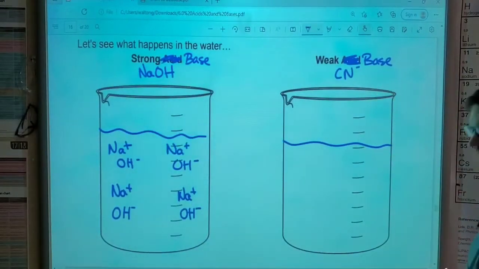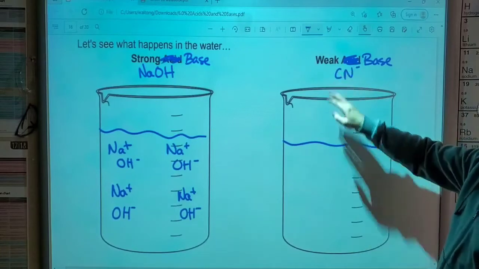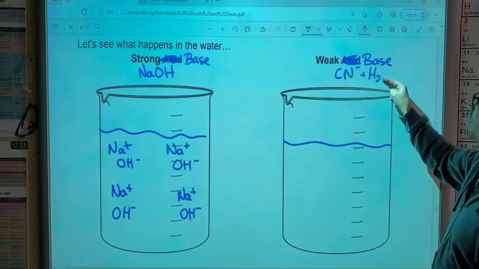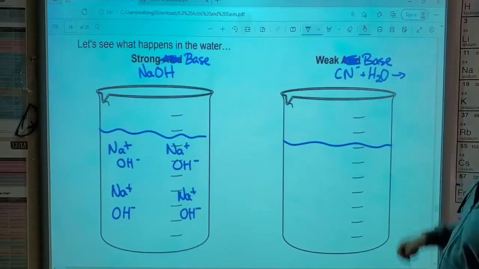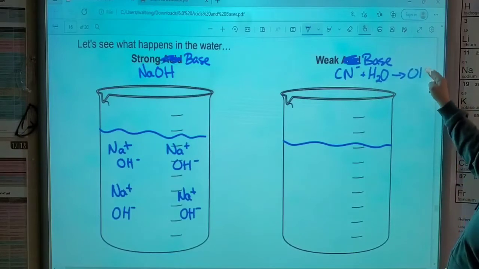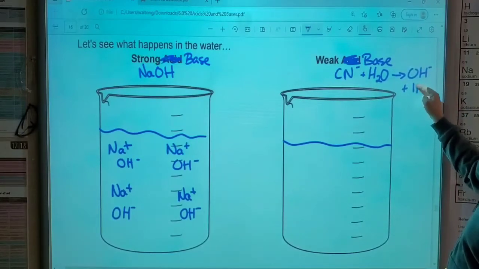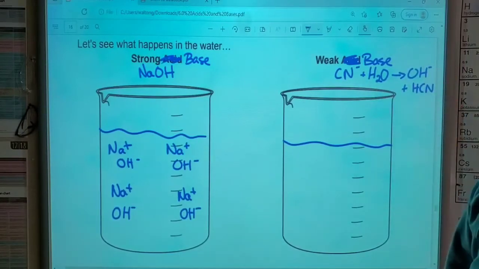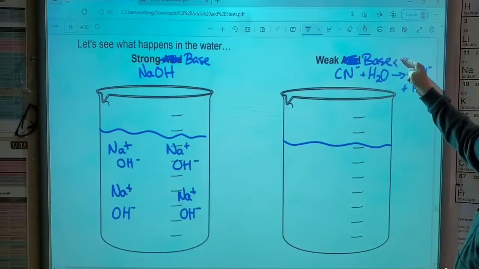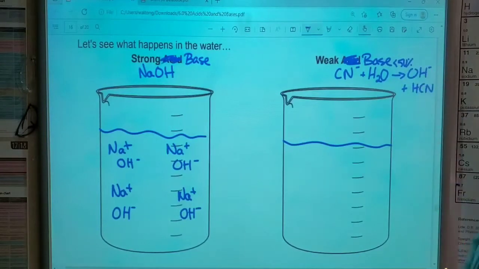Now we're going to do the same thing for cyanide. Now when cyanide, in order to make hydroxide, we need to react it with water. And the cyanide is going to steal a hydrogen, so it's going to make hydroxide plus HCN. But it's only going to do this as a weak base. It's going to do this less than 50% of the time.